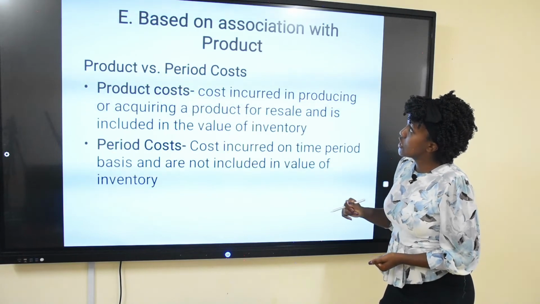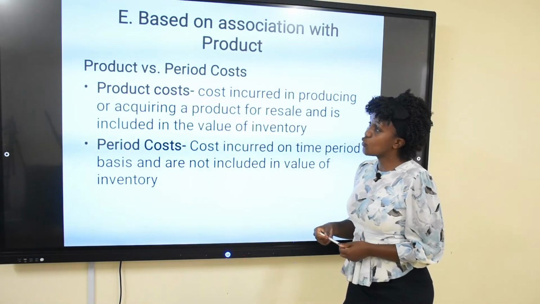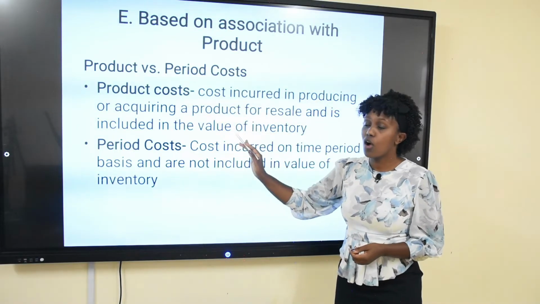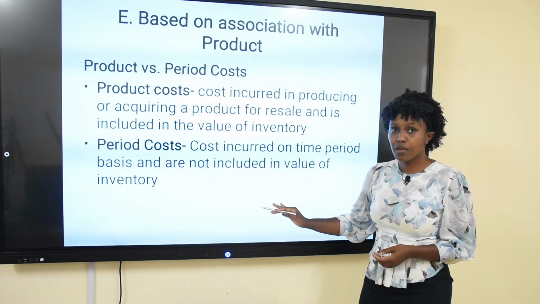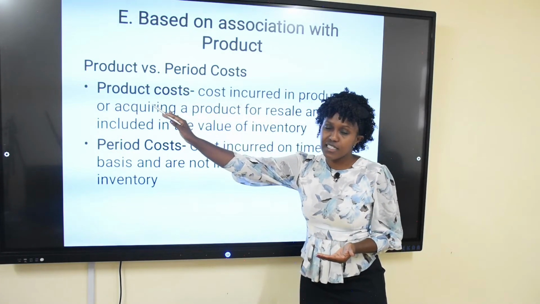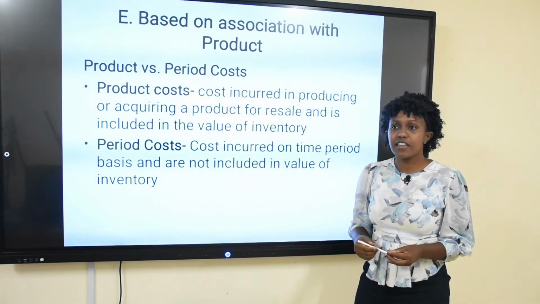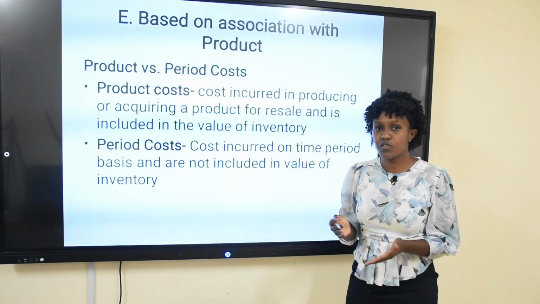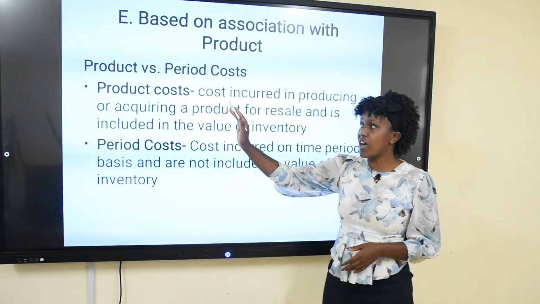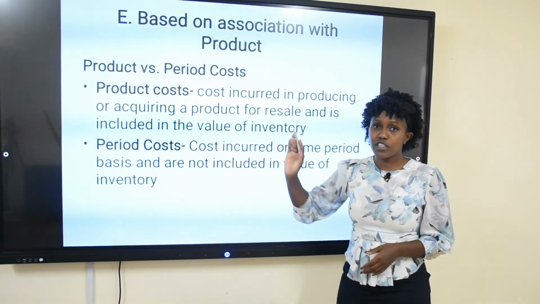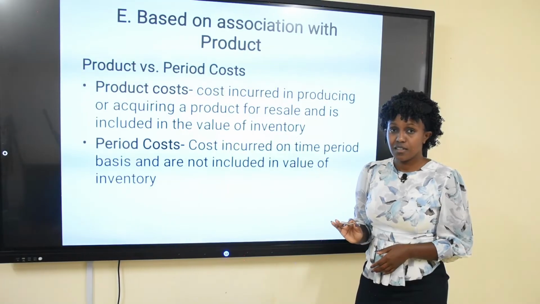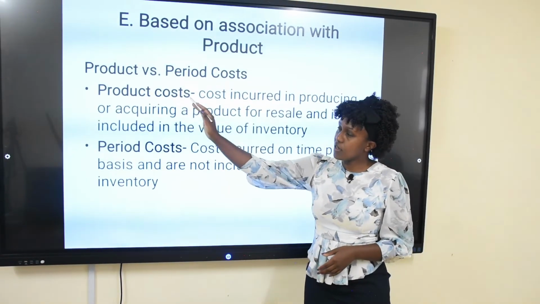The other classification is based on the association with the product. Here you can have either product costs or period costs. Product costs are associated with the product. Therefore, they are the costs that are incurred either to produce or to acquire a product for resale. So all the costs of manufacturing are product costs. All the costs that are incurred to buy the product, maybe from a retailer, are product costs.